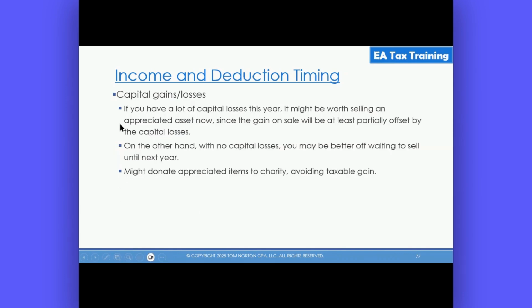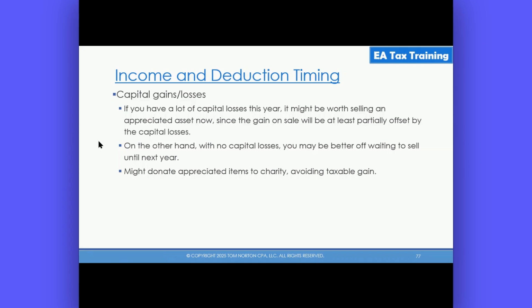Capital gains and losses. If you have a lot of capital losses for the year, then it might be worth selling an appreciated asset now rather than later, since the gain on that sale will at least be partially offset by those capital losses. So let's say you've had a lot of capital losses, but you've got this one stock that if you were to sell it, you would have a very large gain. Well, you might decide to go ahead and sell that this year rather than waiting to next year, so that you can offset that gain, or at least part of that gain, with those losses.